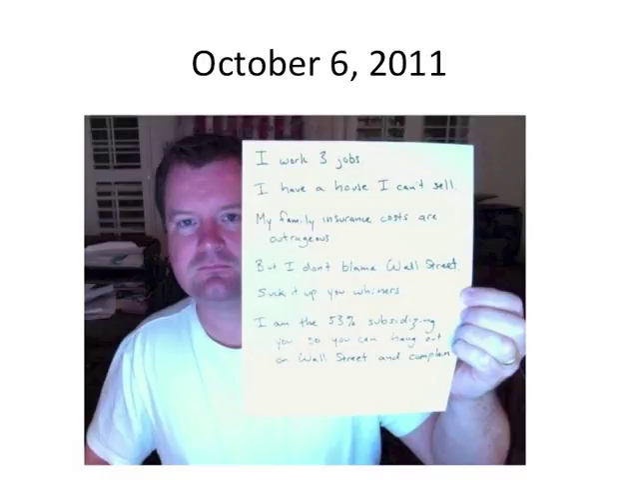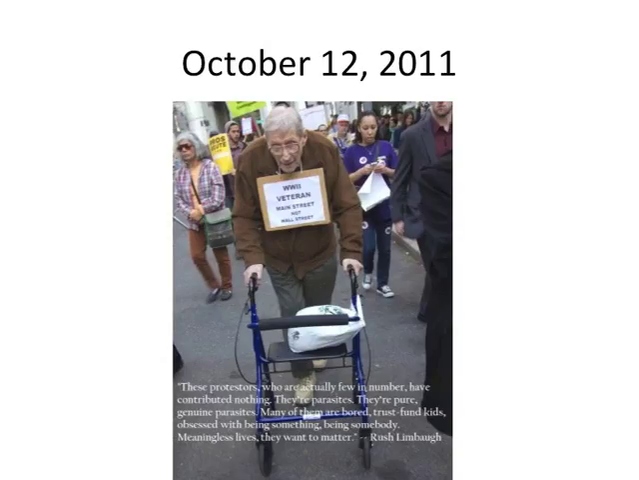So here we have this guy, right? He's saying, "Don't blame me. I don't blame Wall Street. I'm also having these problems. I'm the 53% subsidizing you, so you can be on Wall Street, right?" And so there's some of this going on as well. Again, these unlikely adherents. Here's a World War II veteran with his walker participating in this protest, and this is also popular.